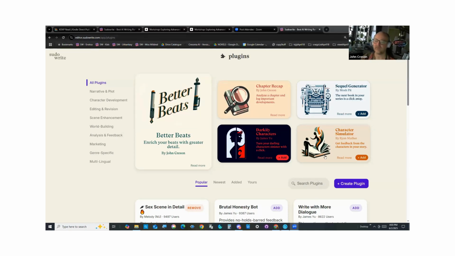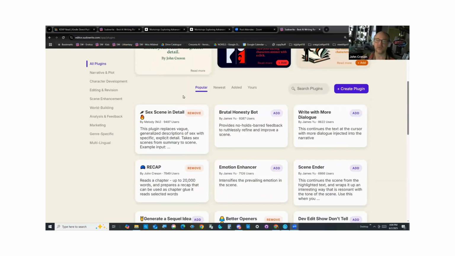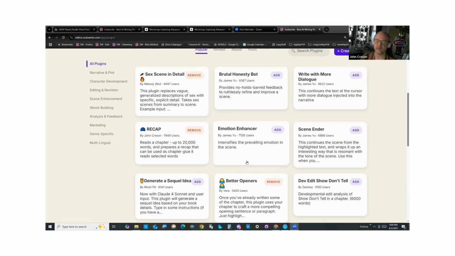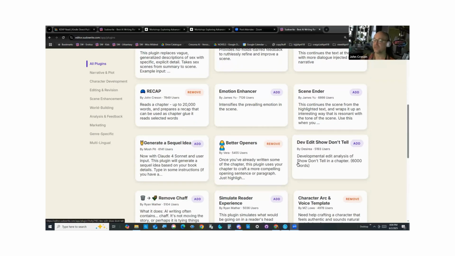The stuff at the top is interesting, but it's just flashy right now and it's kind of out of date. Beats are going away eventually, I think. Maybe not, who knows. And the ones that are most popular right now: Melody, MJ, Sex Scene in Detail, 9,497 users. Fantastic. So this is the most popular one. These are all up to date, like who's using it, which ones have people downloaded and still have installed. So it's live information.